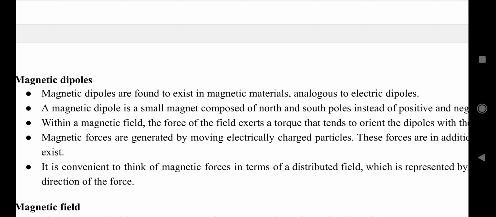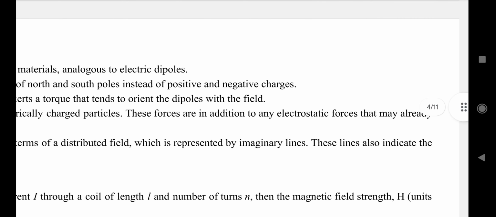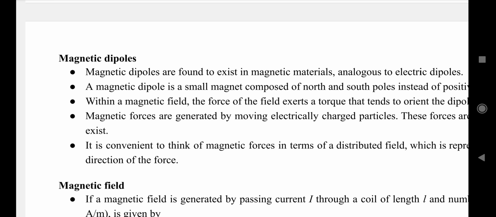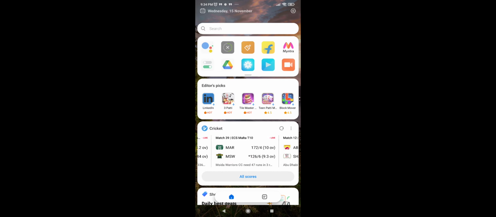How is this magnetic force generated? It is generally generated by the movement of electrons, electrically charged particles. General electrostatic energy will be there, and this movement of electrically charged particles is on top of that. It is an additional movement. It is convenient for us to think of the magnetic field as a distributed field represented by imaginary lines. These lines also indicate the direction of force. I can show you a picture of these magnetic lines.